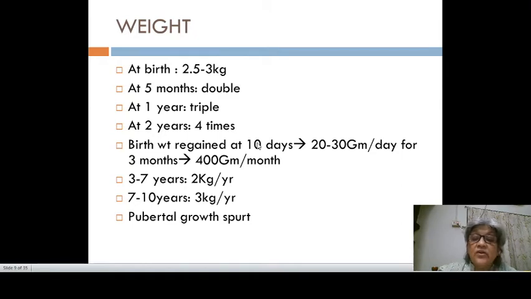From day 10 onwards, for the first 3 months, weight gain is 20 to 30 grams per day. That is why in the first few days in a newborn unit, we do a daily weight gain. We maintain a daily weight gain chart. So 20 to 30 grams per day amounts to 600 to 900 grams per month. After 3 months, this comes down to 400 grams per month. This is during the early neonatal period.